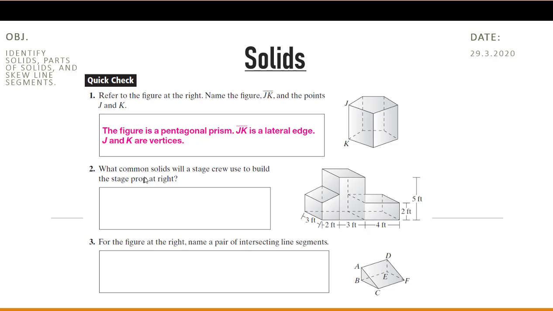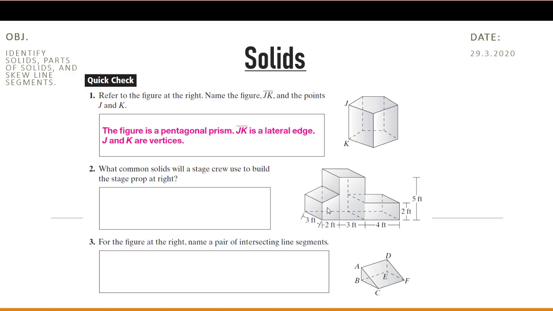Okay, next one. Number 2. What common solids will a stage crew use to build the stage prop at right? We have 3 solids here. It's clear that these 2 are rectangular prisms. What about this one?